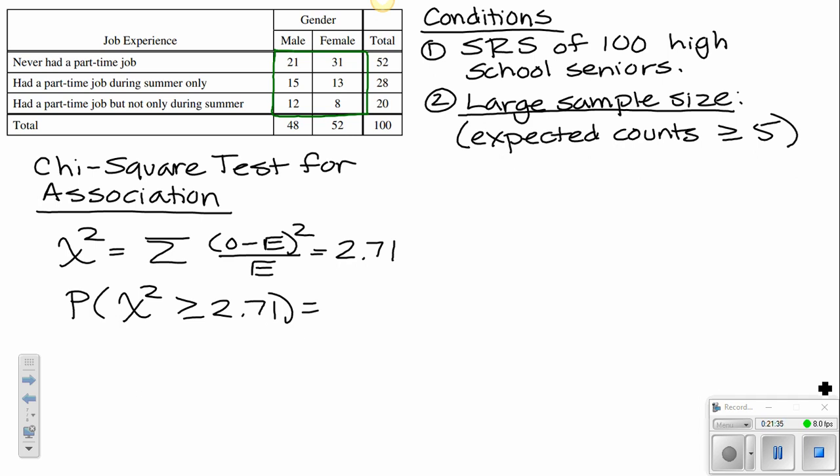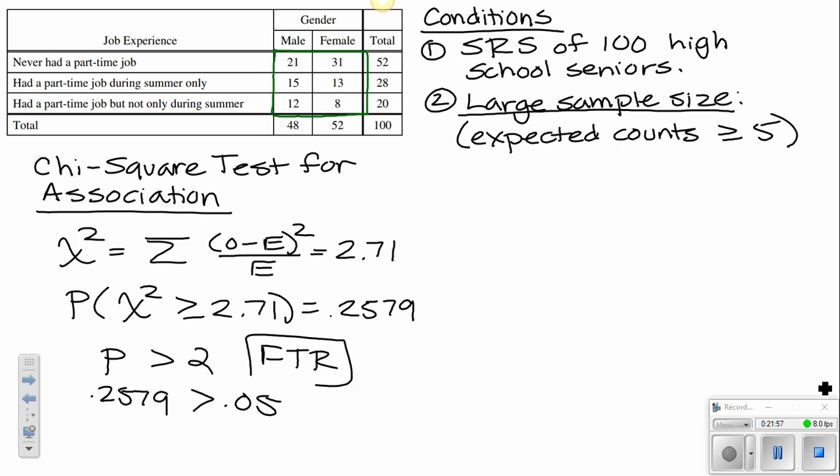That's going to be roughly 0.2579. And when we compare that p-value to alpha, we have 0.2579 versus 0.05, and we should know that that's greater. And if that's greater, that means we're going to fail to reject.